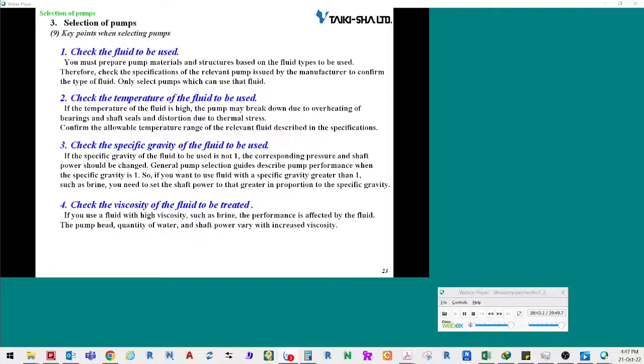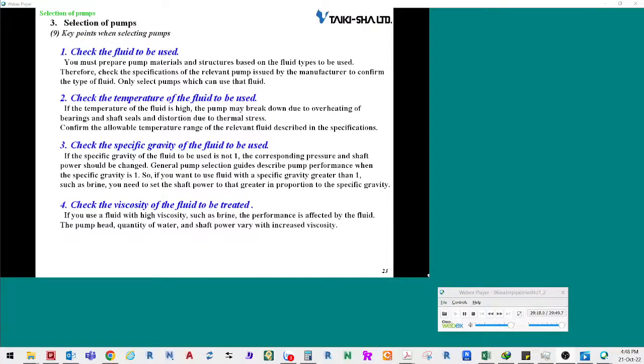3. Check the specific gravity of the fluid to be used. If the specific gravity of the fluid to be used is not 1, the corresponding pressure and shaft power should be changed. General pump selection guides describe pump performance when the specific gravity is 1. So, if you want to use fluid with a specific gravity greater than 1, such as brine, you need to set the shaft power to that greater in proportion to the specific gravity.